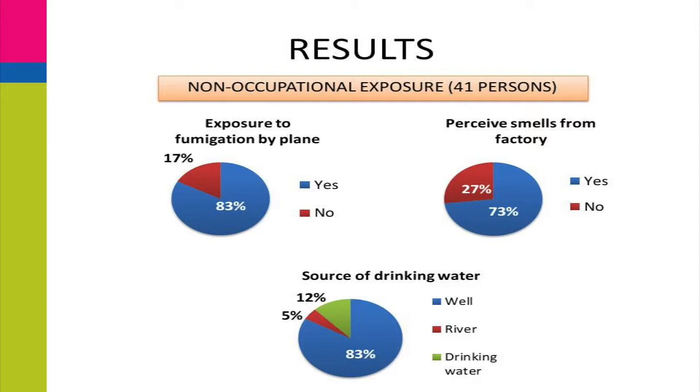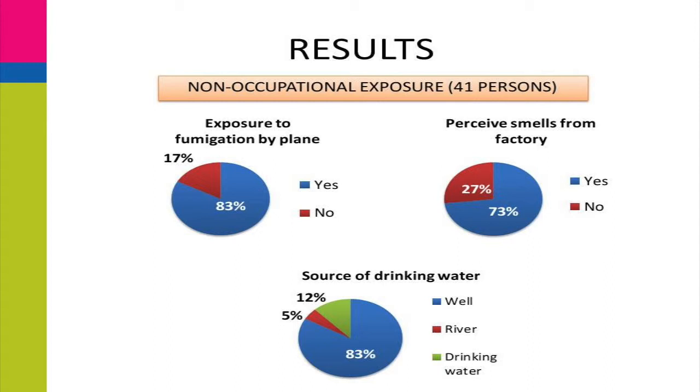According to these results, the majority of the population surveyed in Loma del Gallo have lived between 6 to 15 years in this place. The majority of the population have been exposed to fumigation by plane because this community is near sugarcane fields, where the common pesticide used is glyphosate to accelerate the process of maturation of the cane. A lot of inhabitants have perceived a different smell from the factory.